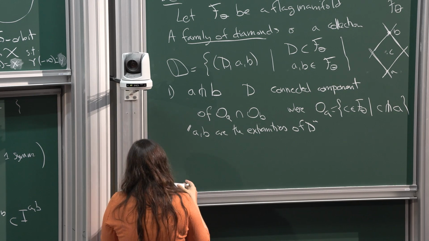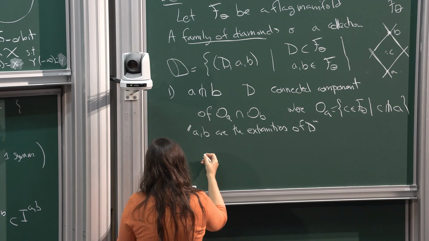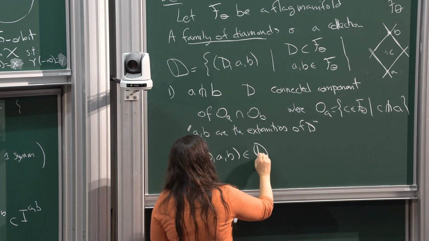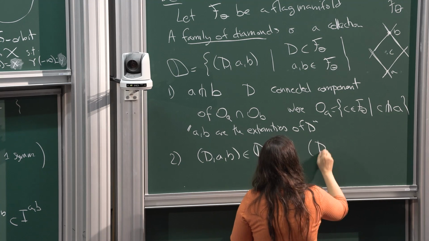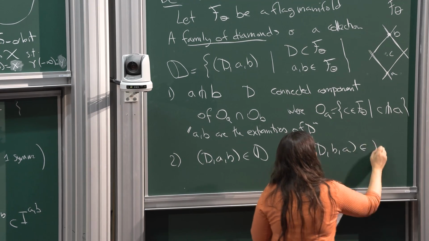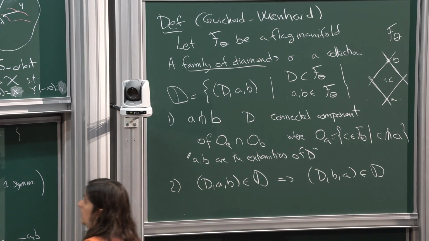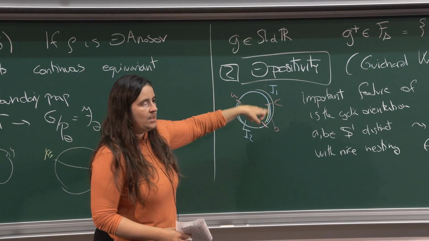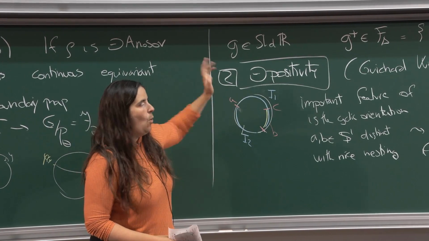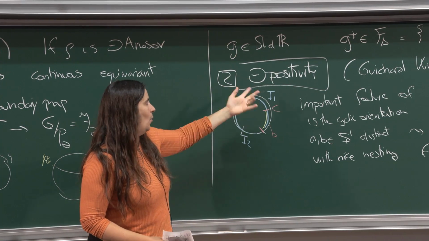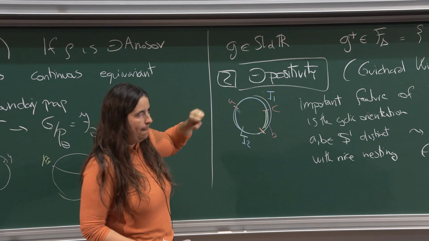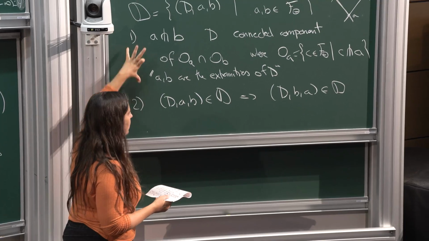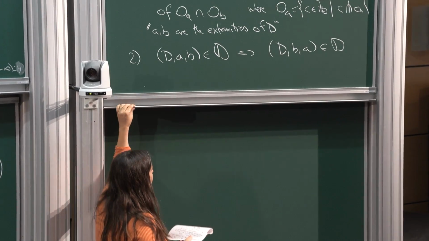The second property is some symmetry. It's not so important. If (D, A, B) belongs to the family, then I want that also (D, B, A) belongs to the family, which means that for some reason, I will not be able in general to say positively oriented or negatively oriented. And I want that to confuse positive orientation and negative orientation. But this is not so key.